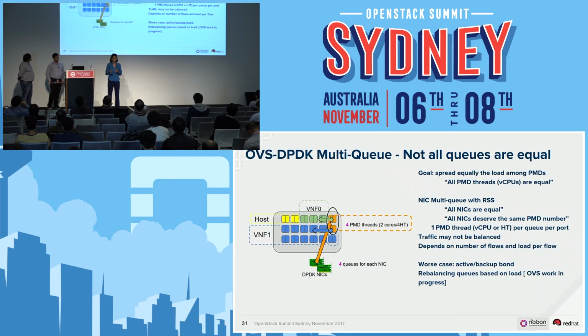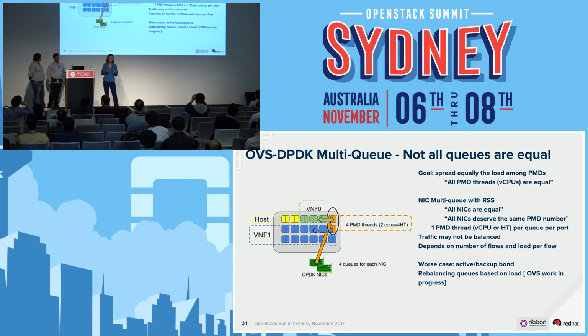And this is an example of a NIC with 4 queues. And we recommend 4 PMD threads, which is 2 cores and 4 hyperthreads to support 4 queues. What we want to do is have all the PMD threads or the vCPUs equally loaded.